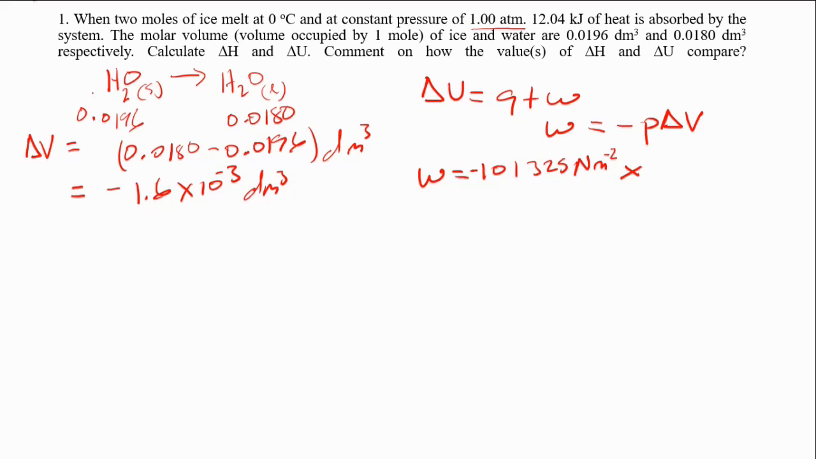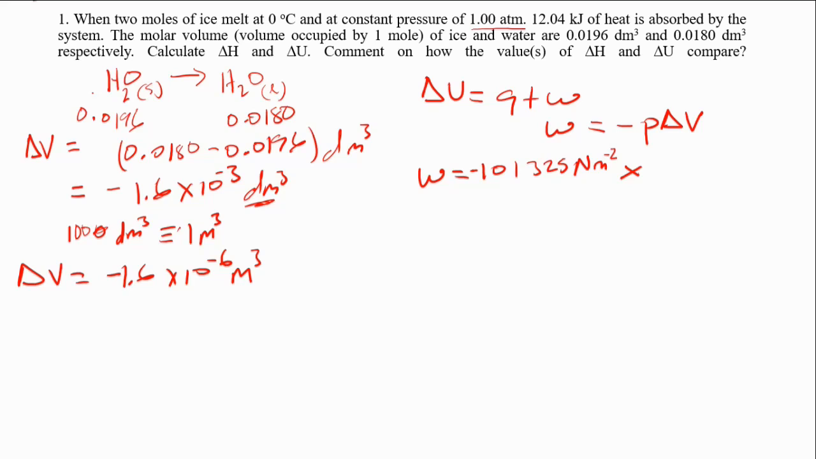However, the change in volume must be in meters cubed. Now, we know that it takes 1,000 dm cubed to give us 1 meter cubed. So, clearly then, the change in volume would be equal to minus 1.6 times 10 to the minus 6 meters cubed. Okay? Now we have a good volume.